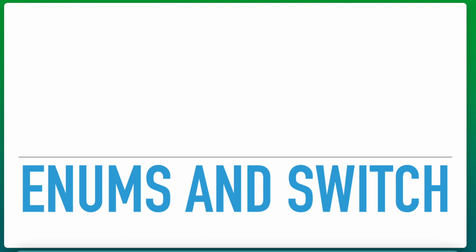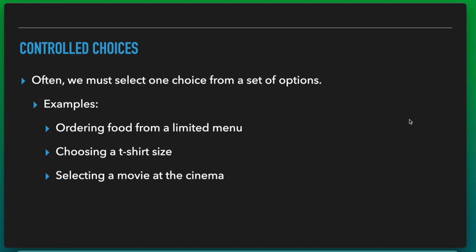Today we're going to go over the notes for enumerations and switches. So when we think about code in life, a lot of times we need to select just a single choice from a set of options. I'm going to give you some examples.